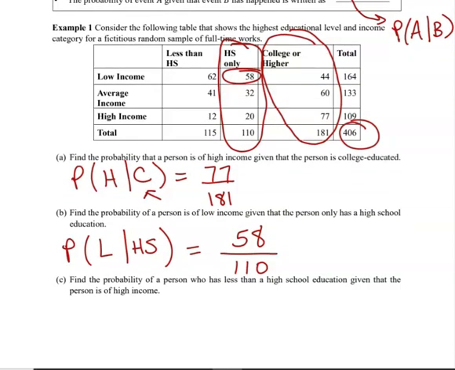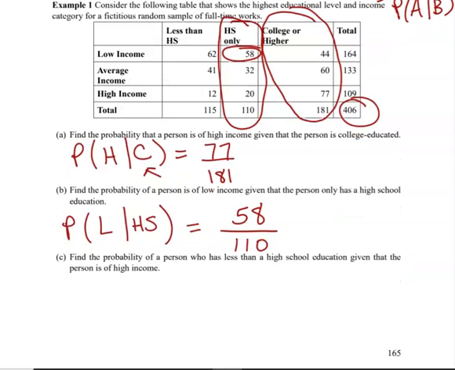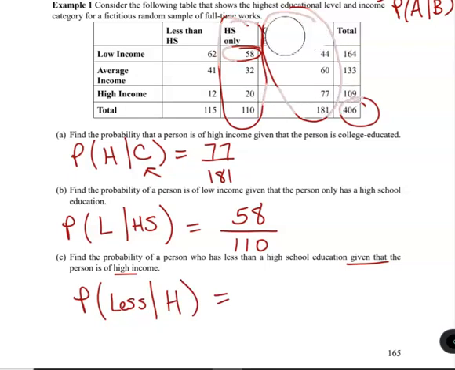How about C? Find the probability of a person who has less than a high school education given that they are high income. So we're going to say the probability that somebody has less than a high school education. I need a different variable, so I'm just going to write the word "less," given that they are high income. High income, I think we said H for that earlier. So this time I'm looking at the group of people who are high income.